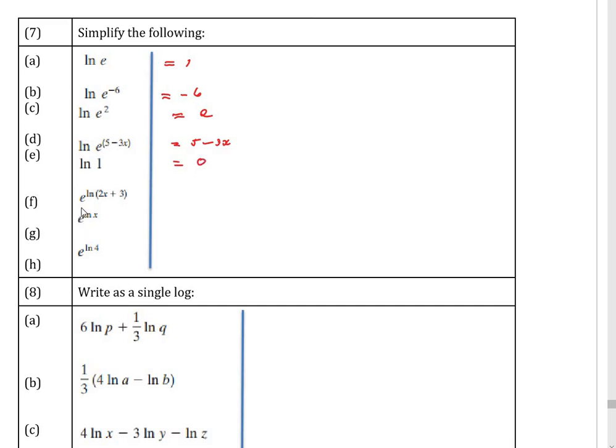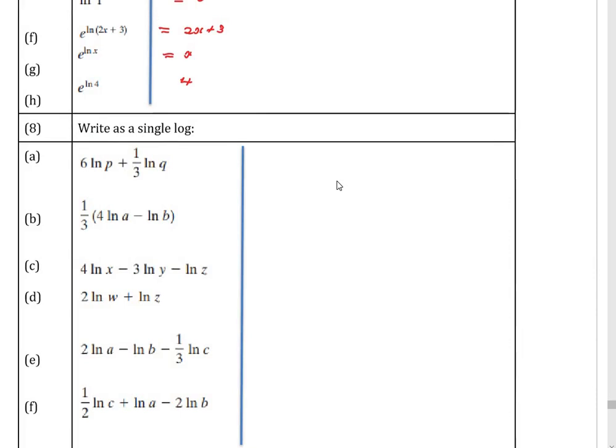Here we have e to the ln. Now e to the ln will cancel one another because they're inverses. So therefore, this will just be 2x plus 3. Just going to get the number back. E to the ln will cancel, just get x back. E to the ln 4 will just be 4. Okay, so it's not difficult, but we need to understand the properties.